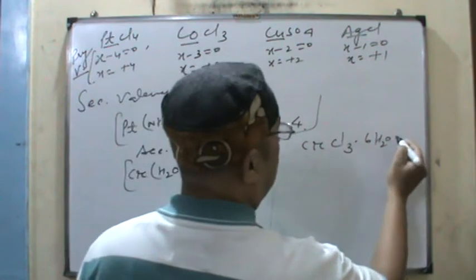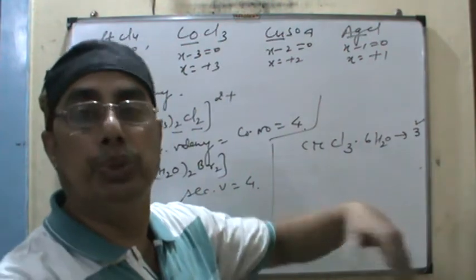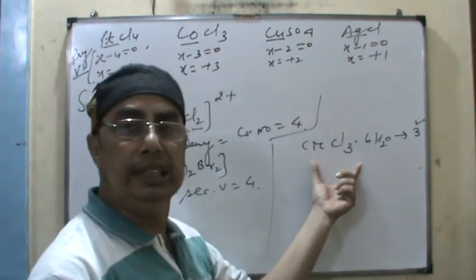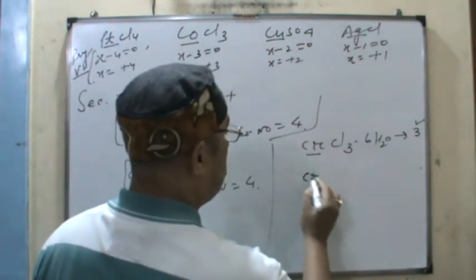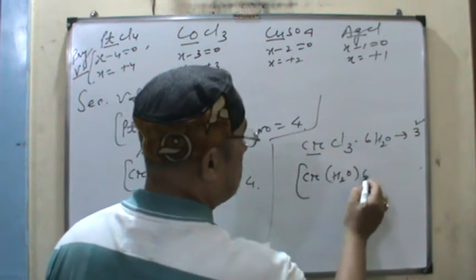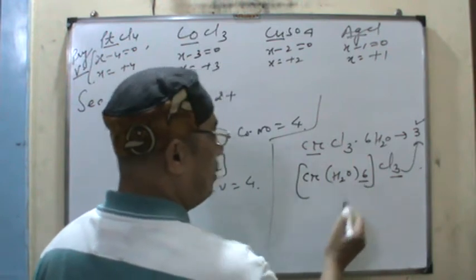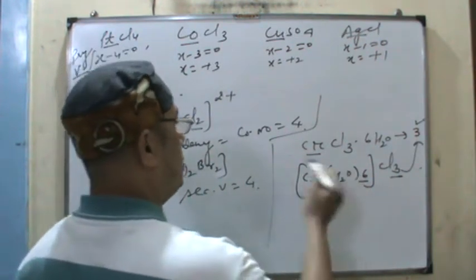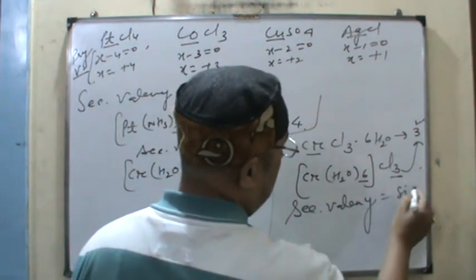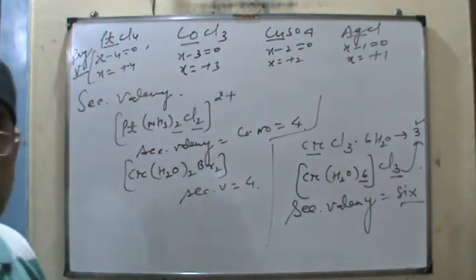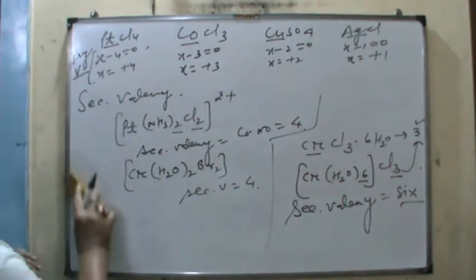If they undergo ionization to give 3 moles of this compound in solution, the question may be, what is the secondary valency? The ionizable part must be out. So here you write the chromium [Cr(H2O)6]Cl3 because 3 parts are ionized. The total number of ligands, the coordination number, is the secondary valency, which is 6. This is the way you can have the right answer, the primary valency or secondary valency.